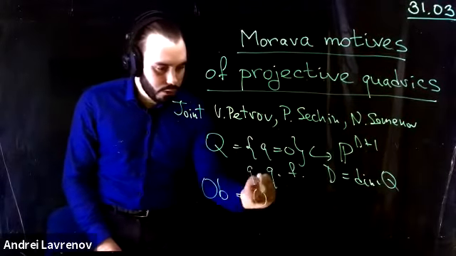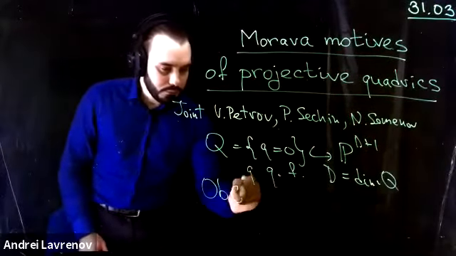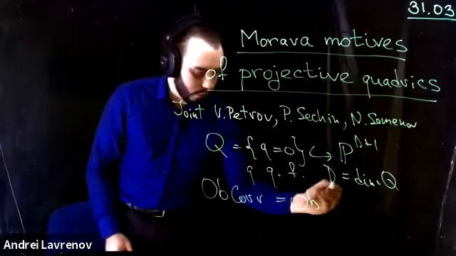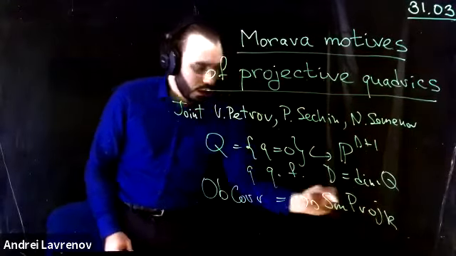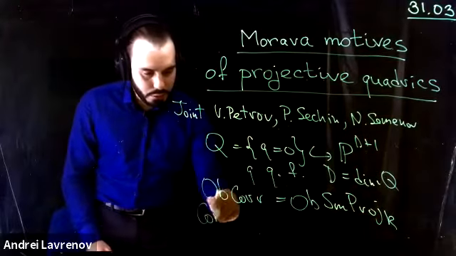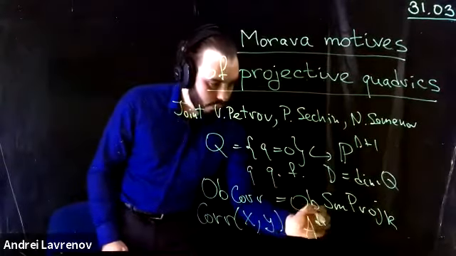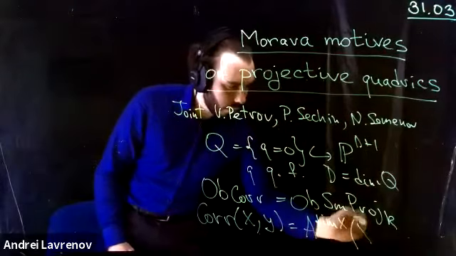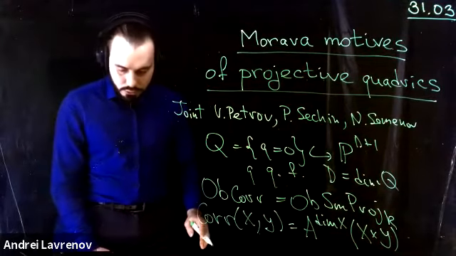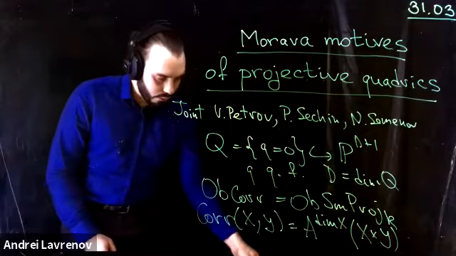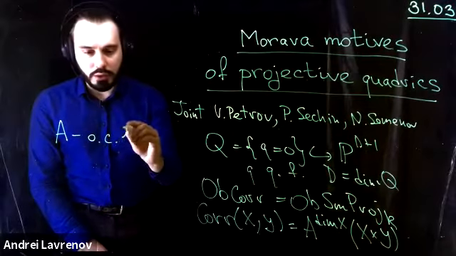So objects are, in the category of correspondences, the projective smooth varieties over a field, and as maps we take the usual A^d of X times Y for Y irreducible, but here A is not the Chow theory, but can be any oriented cohomology theory in the sense of Levin-Morel.